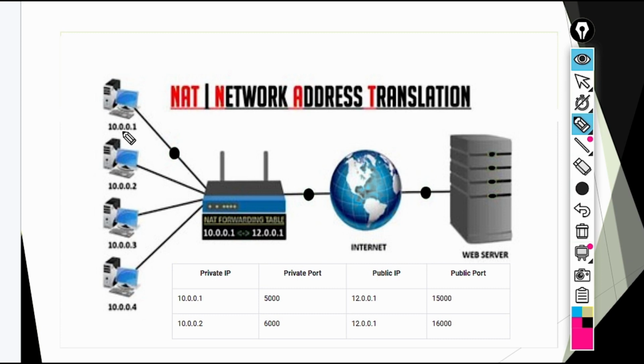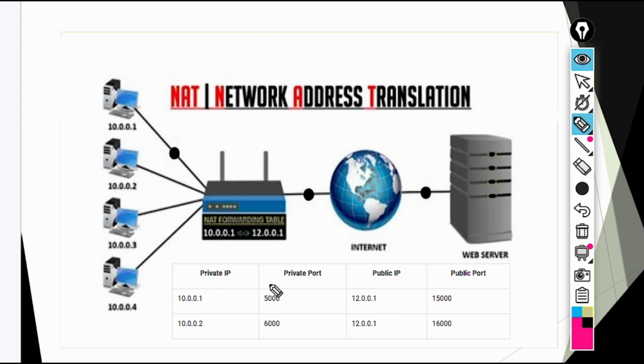So this NAT will convert 10.0.0.1 into a public IP address. Why? Because if many devices have the same IP address, the network becomes confused about where to send the data. So NAT converts the private IP address into a public IP address, and the public IP address is provided by the ISP. If the first computer wants to send data, it will send the request to this router, and the NAT table is over here.